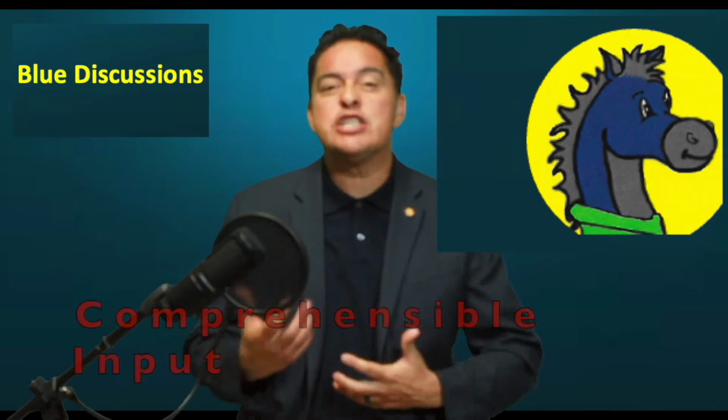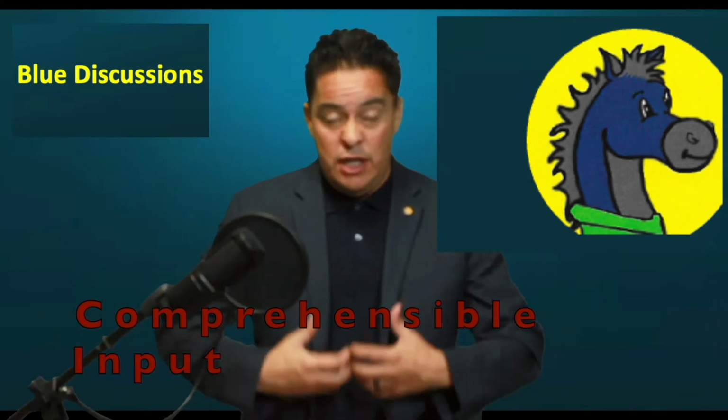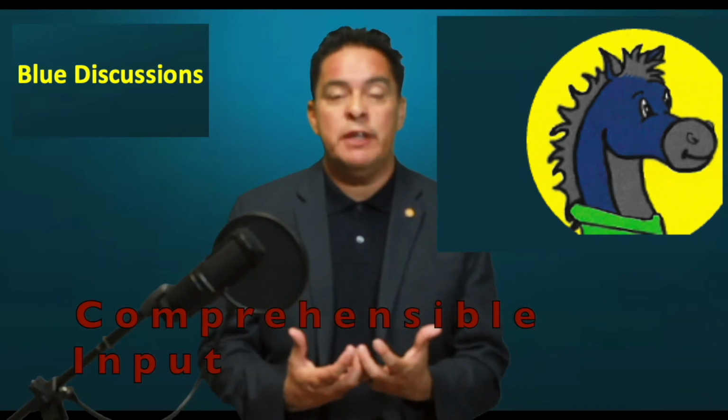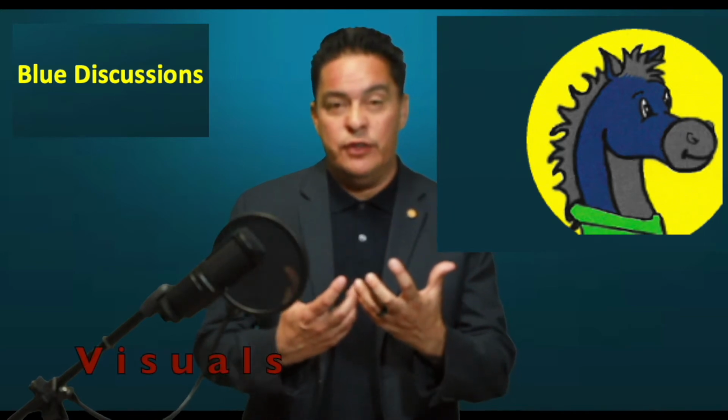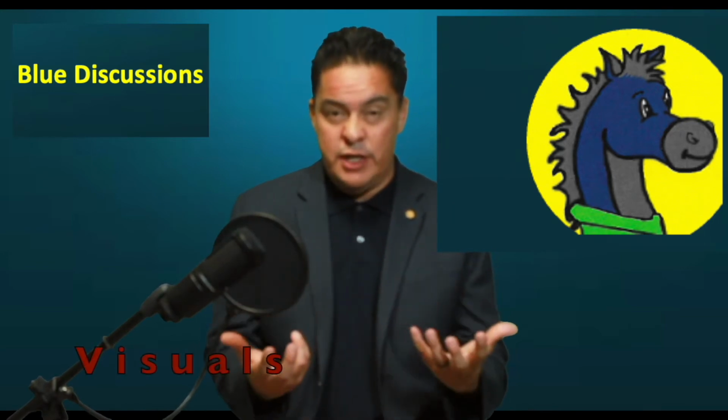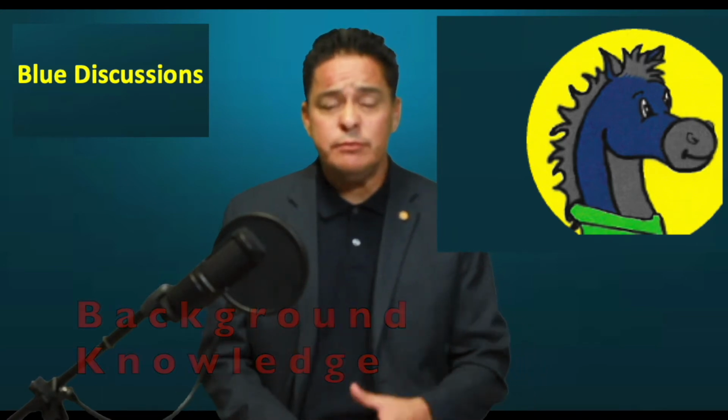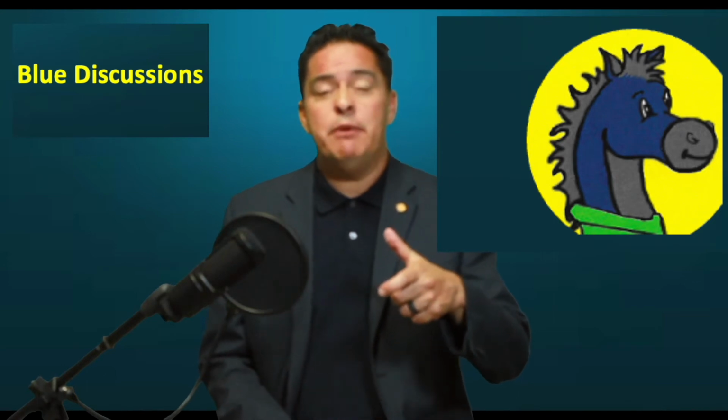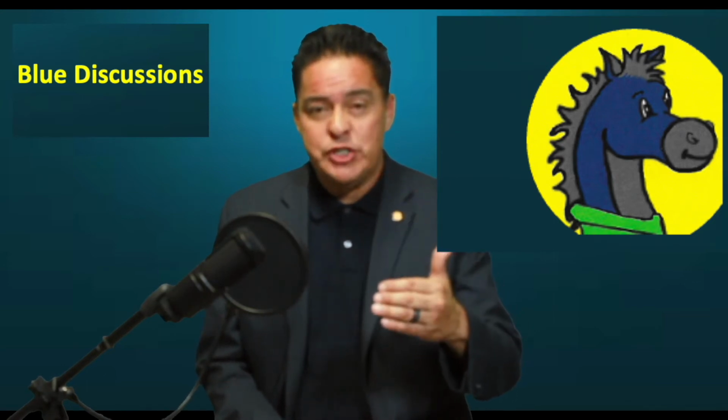As you can see, now it becomes comprehensible input. See how the individual receives comprehensible input based on visuals, based on things that a student can comprehend, based on background knowledge. And now that you understand how the process works, let me go back to my original statement.